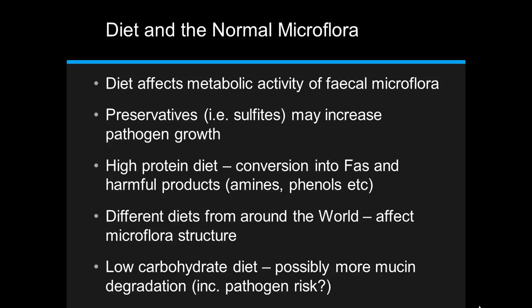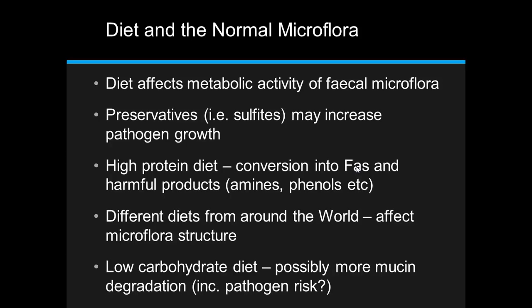The high protein diet that we talked about: up to 12 grams of protein can reach your colon, and this is digested by the colonic microflora, and it can be converted into harmful products such as amines and phenols, and also can convert it into short chain fatty acids. That should say short chain fatty acids just there and not FAs.